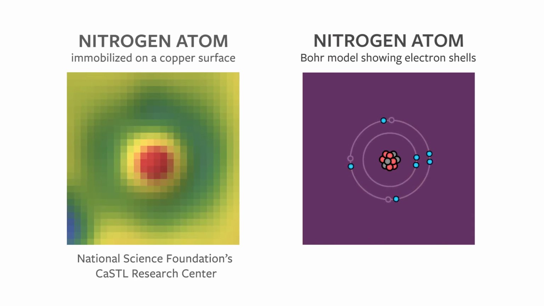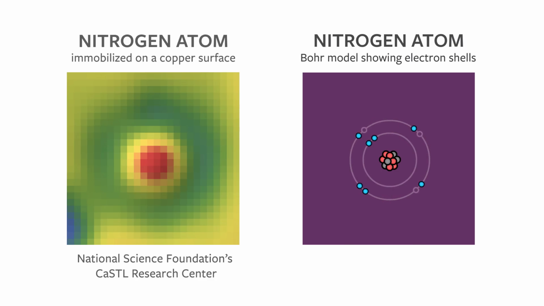Here to the right, we see a simplified model of the same nitrogen atom. This type of model is called the Bohr model, named after the physicist Niels Bohr. Other models do exist which are more accurate, but when first being introduced to chemistry, the Bohr model is the easiest to make sense of, and so it's what we will be using here.